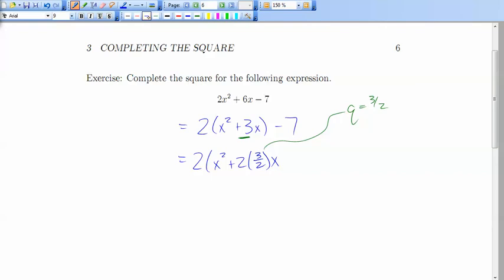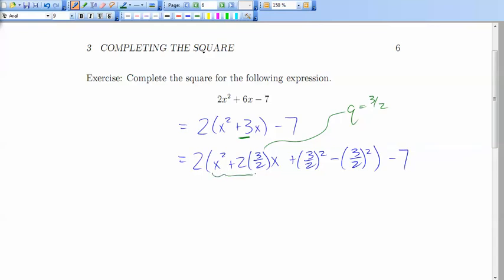So, what's the next term I definitely want to show up? Well, plus a 3/2 squared. Then it fits that format from the last page. But that plus 3/2 squared can't just come from nowhere. I need to take it away right away. And then, of course, I still have my minus 7.